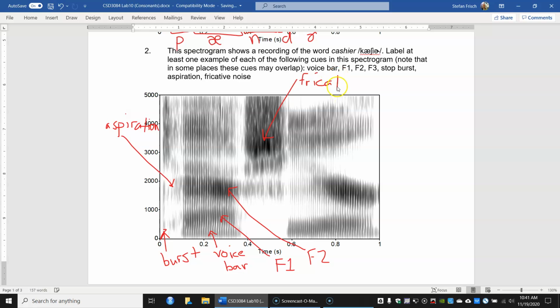It would have been smart of me to just draw the arrow from the words fricative noise. It's already on there, but hey, nobody's perfect. And let's see, so we've done the voice bar, we've done F1 and F2. I haven't done F3 yet. A good place to look for an F3 would be in the case of a rhotic, like the r at the end of cashier. So that, for example, would be here.